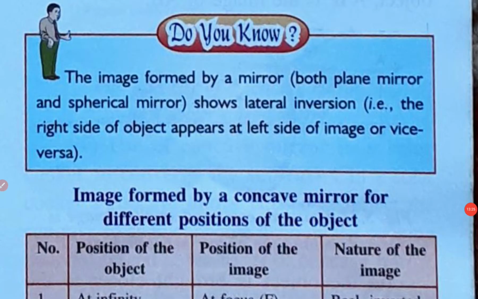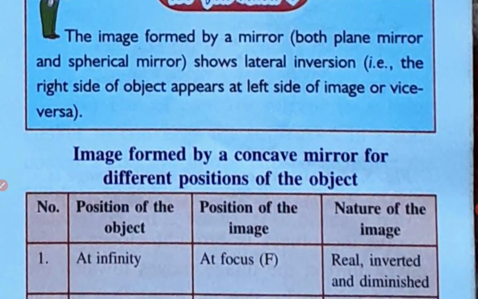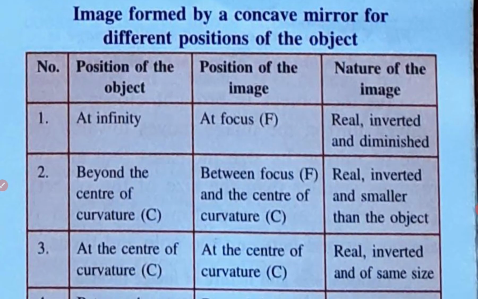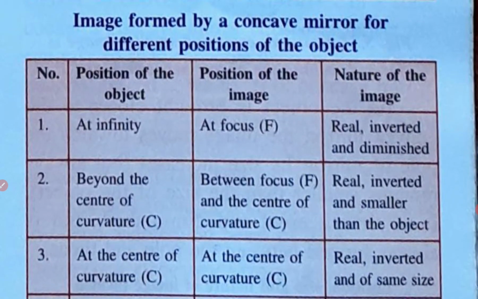Thus, after discussing all the images formed by the concave mirror, they were both real and virtual. The image formed by a mirror, both the plane mirror and the spherical mirror, shows lateral inversion, that is, the right hand side of the object appears at the left hand side of the image and vice versa. So we need to be careful when we see the object, it is laterally inverted. I hope you know what lateral inversion is, probably you have done it in class 7.